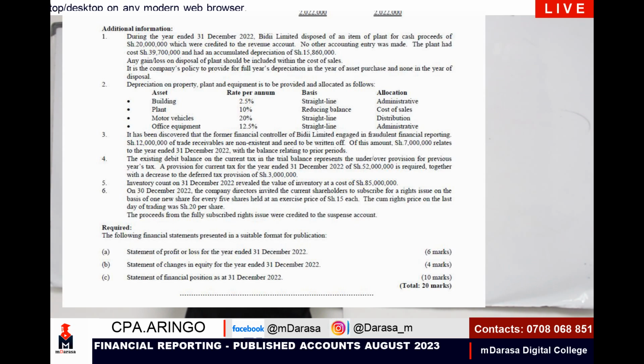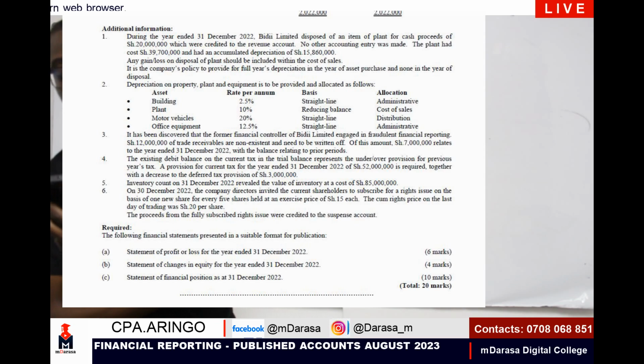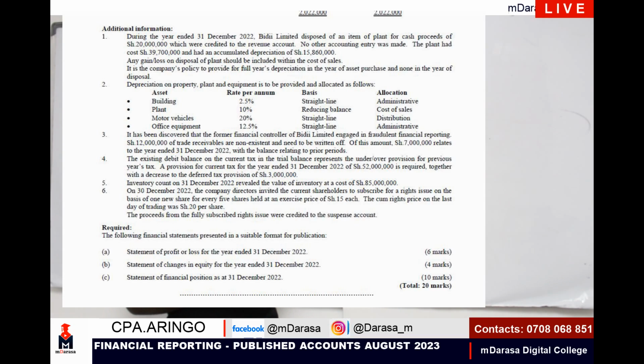The plant had cost 39.7 and had accumulated depreciation of 15,860 there. So we'll have to determine if we had a profit or loss on disposal. That is very important to note. Any gain or loss on disposal of plant should be included in the cost of sales. A good examiner specified for us there that whenever I'm having a gain or loss on this disposal, it must be taken care of under cost of sales.